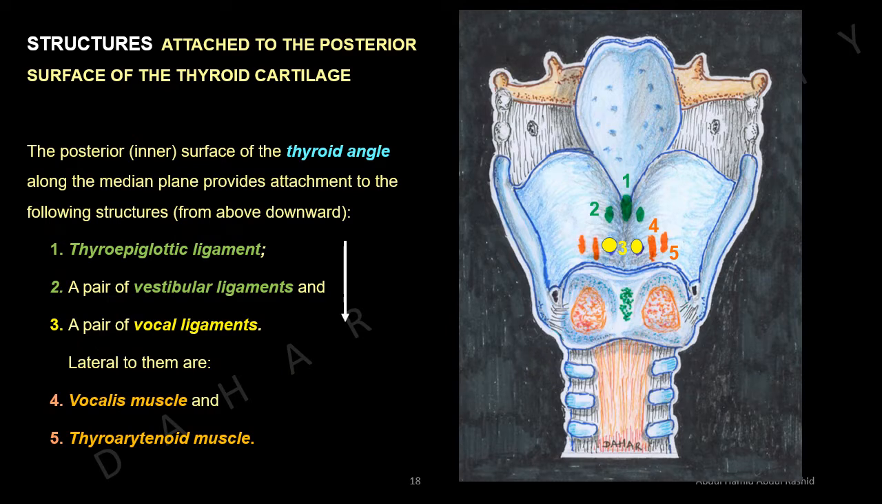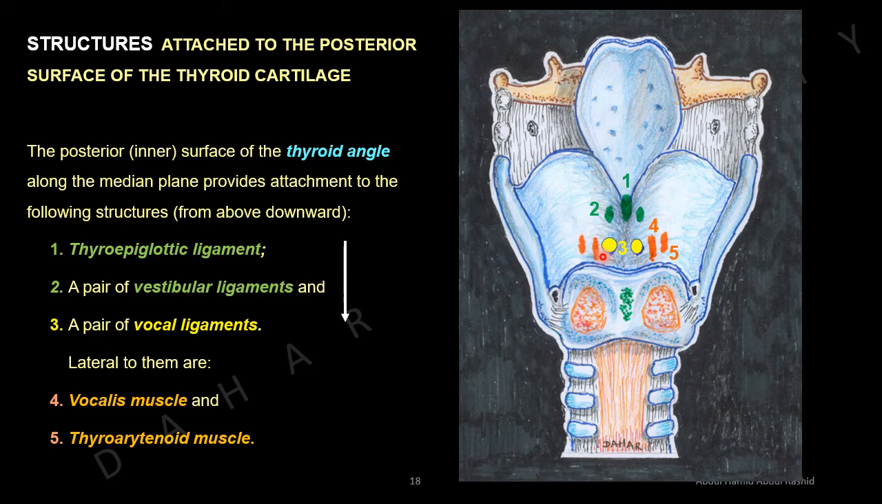Structures attached to the posterior surface of the thyroid cartilage. Let's see the diagram here. We are looking from behind. This is the epiglottis. This is the narrow part of the epiglottis called the stalk of the epiglottis. Here is the thyroid cartilage, posterior surface. Here is the angle of the thyroid cartilage. So this is the posterior surface of the lamina of the thyroid cartilage. What are the structures attached here?